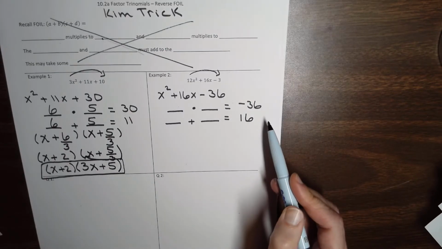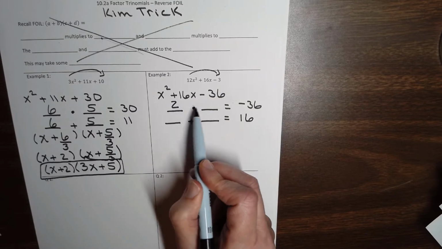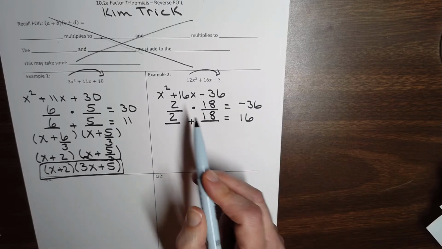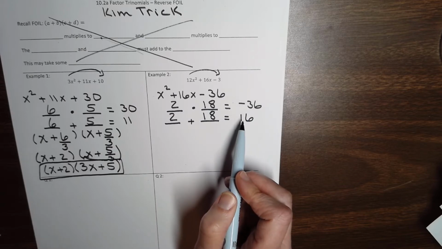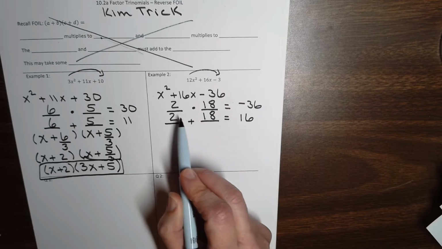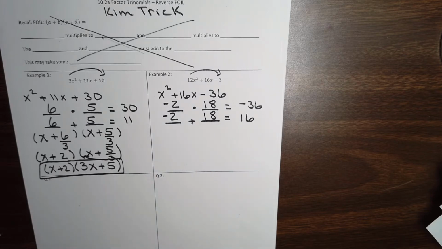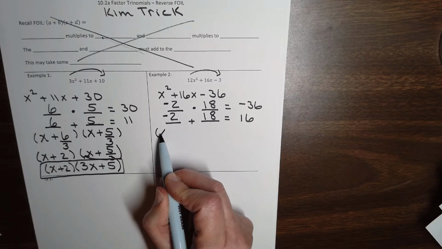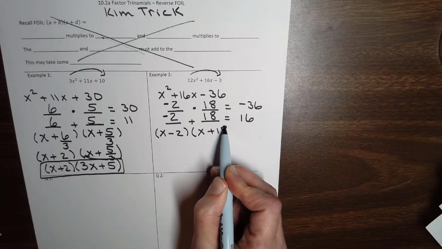So I can write down the combinations, the factors of 36. And the one that would make this true is 2 and 18. Now one of these has to be negative because we have a negative 36 here. But when I add together, I want a positive 16. So make sure you are careful where you put your negative sign. In this example, the negative has to be on the 2 to get a positive 16 when I add together. So let's write down these factors. X is here, so it'll be x minus 2 times x plus 18.